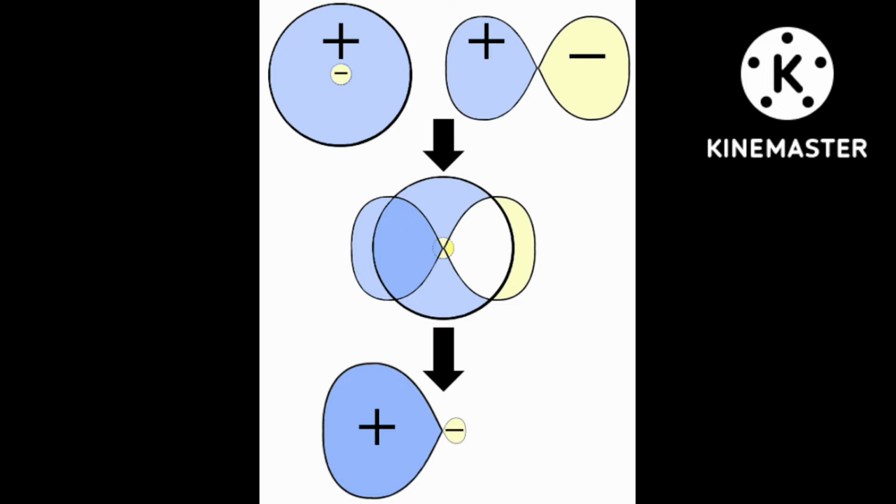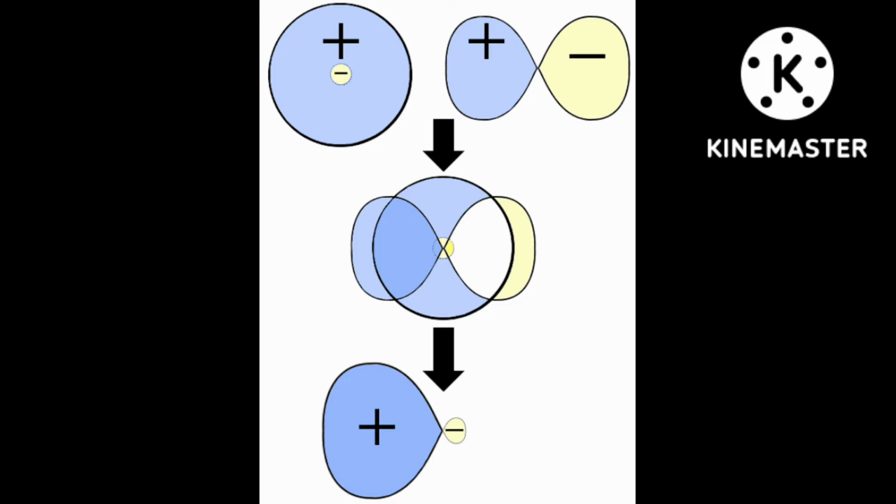Hybridization means mixing of orbitals of the valence shell. Valence shell means the outermost orbit. How many orbitals are there? Then these orbitals will mix and give new orbitals.